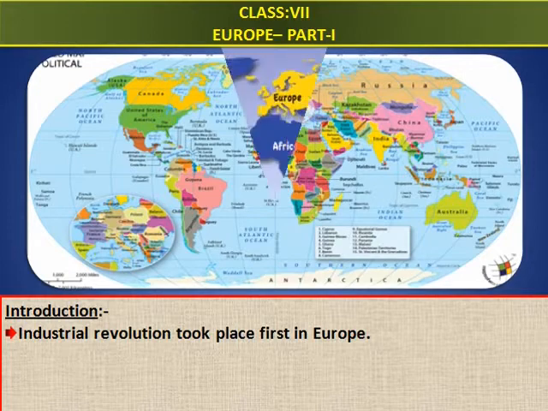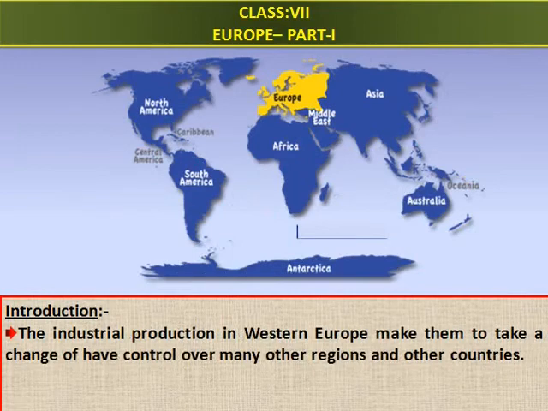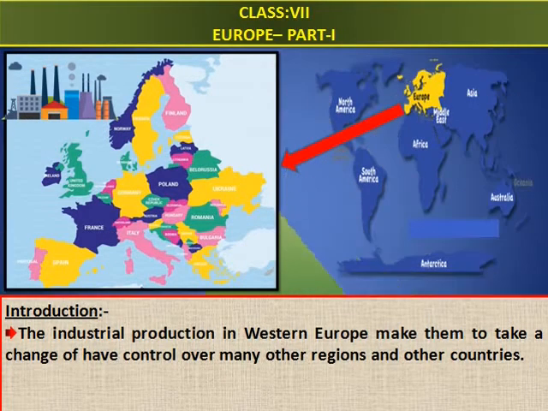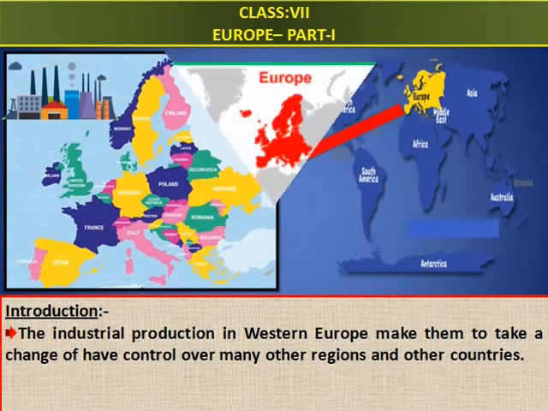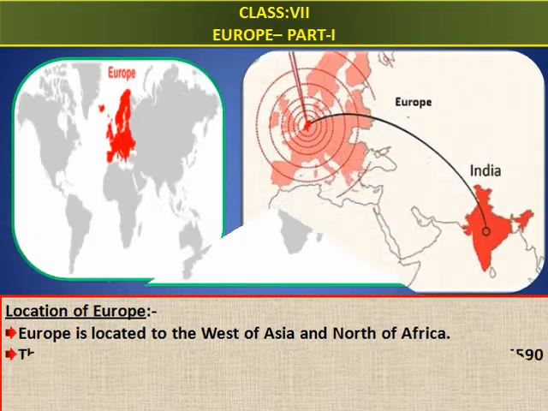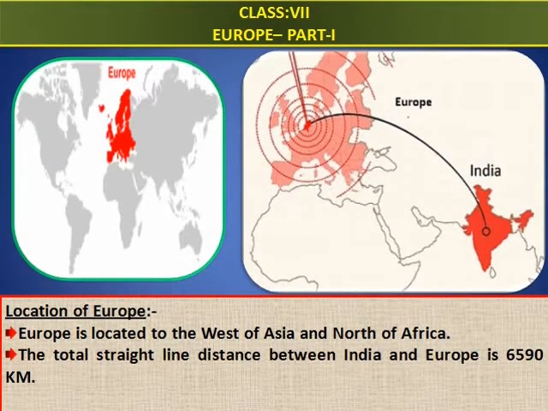The industrial production in Western Europe gave them the chance to take control over many other regions and countries. Now, children, where is Europe located? Europe is located to the west of Asia and north of Africa. The total straight line distance between India and Europe is 6,590 kilometers.